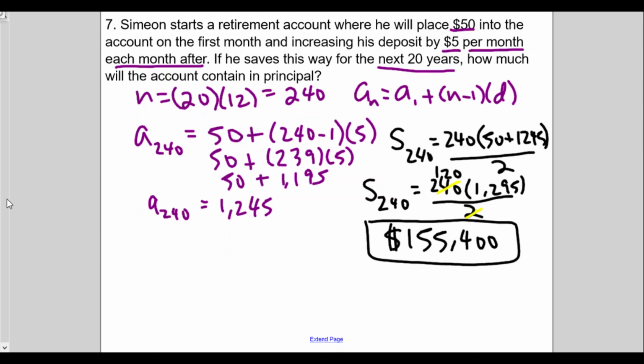Okay, ladies and gentlemen, this will be the end of our Algebra 2 Sequence and Series, lesson number 4, Arithmetic Series, Home Review, Part 3.